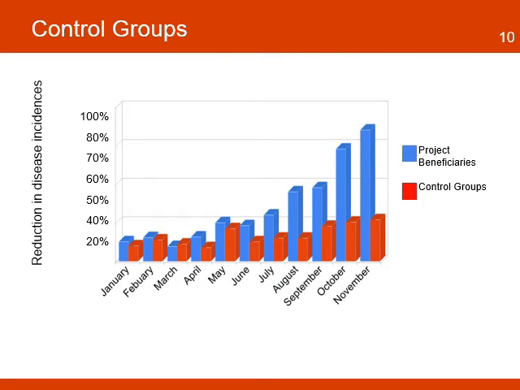Here's another example of the use of control groups to compare the changes with project beneficiaries. The project collects data on a monthly basis and can plot a chart that shows the difference between the two groups.